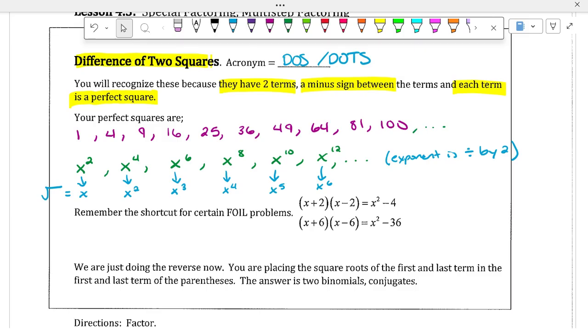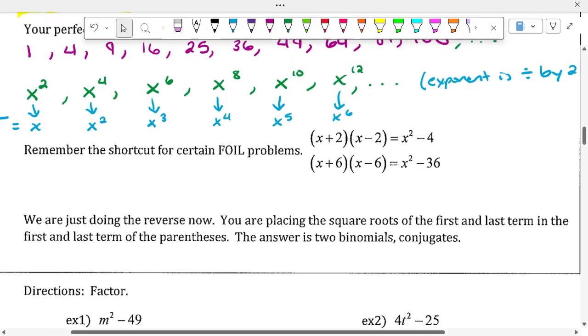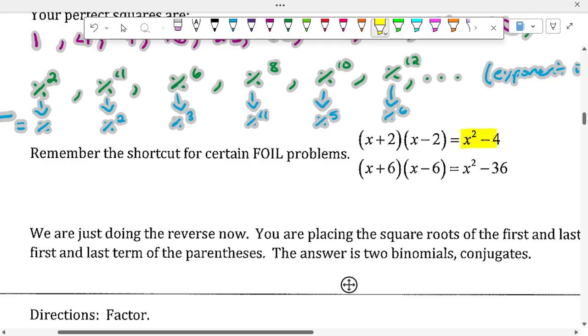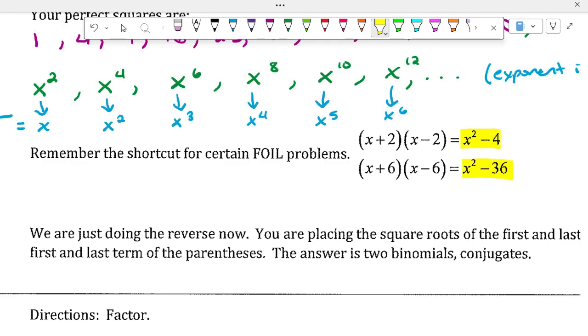Now, if we look here, here are some examples. This will typically be what you see. If you notice, x squared, perfect square. 4 and 36, also perfect squares. And they're both separated by minuses. So difference of two squares is literally what it sounds like. You're subtracting two perfect squares. And then right here is how you would actually FOIL them.